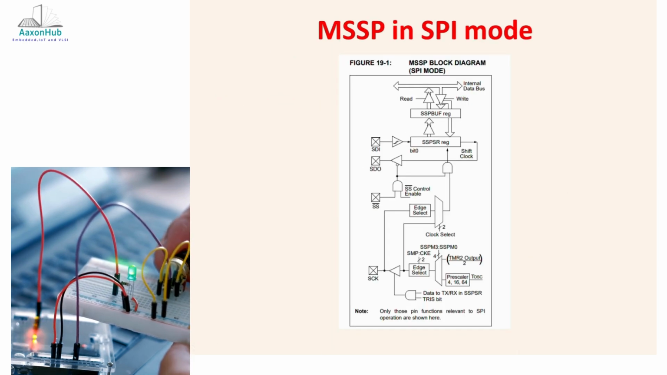To accomplish communication, typically 3 pins are majorly used: SDI, serial data in; SDO, serial data out; and the slave select signal. Along with that, one more signal is required, that is the S clock signal. So your MSSP module can be utilized in SPI mode using 4 pins.